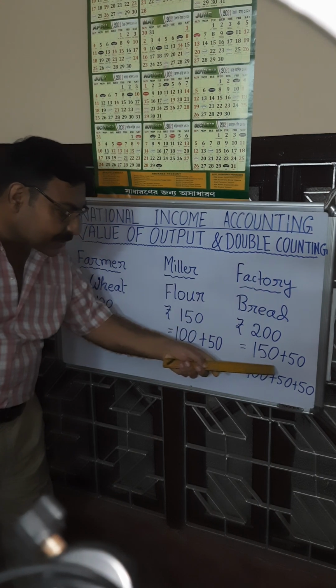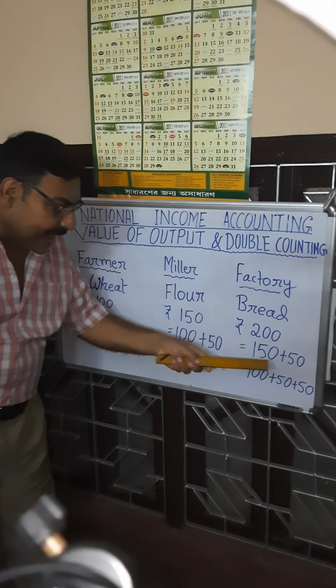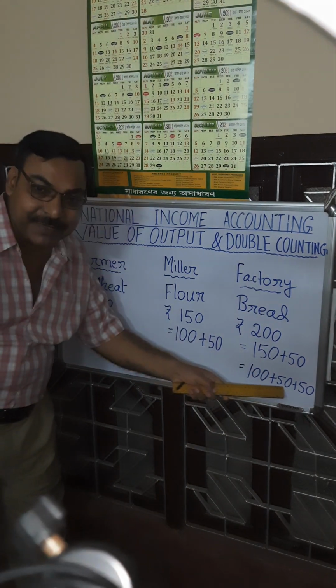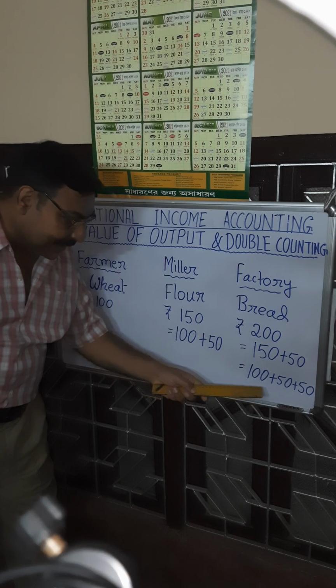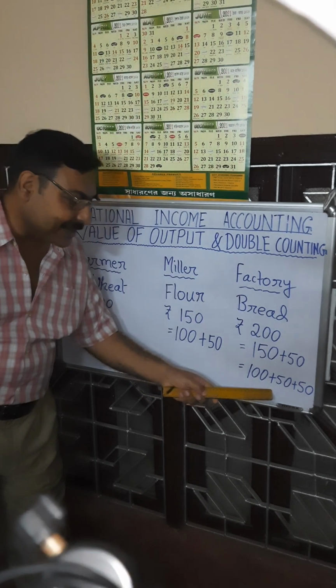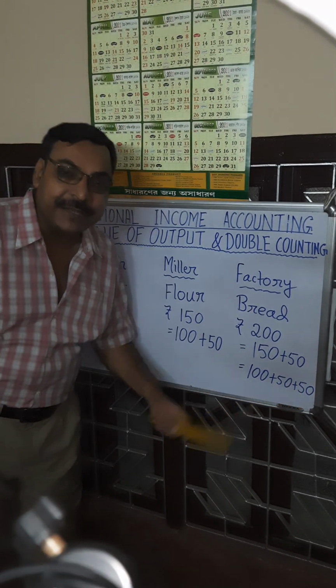Value of flour is cost price to the factory. 150 means 100 plus 50. Within this 150, 100 is the value of wheat and 50 is the value added by the miller, and 50 is the value added by factory.